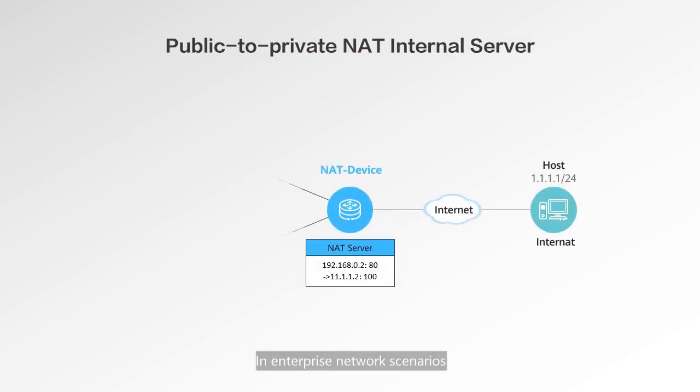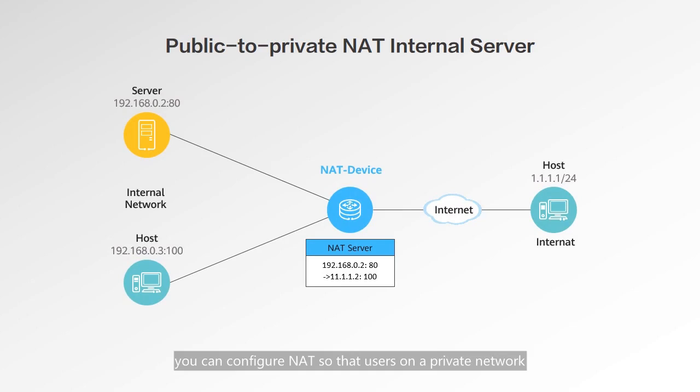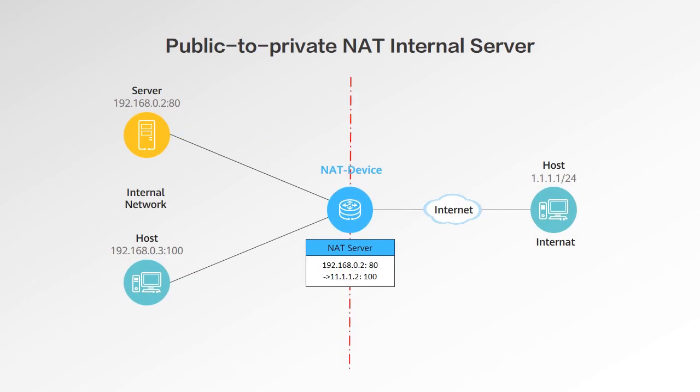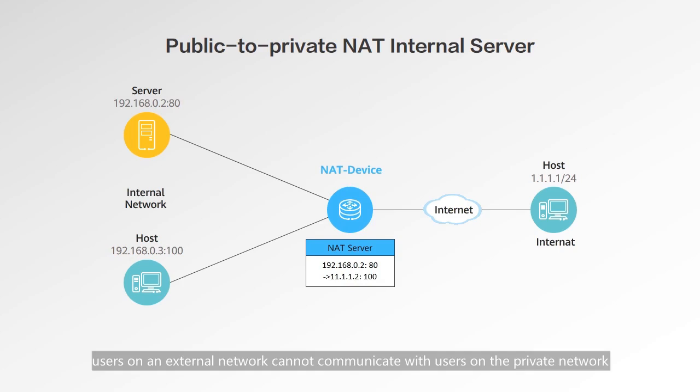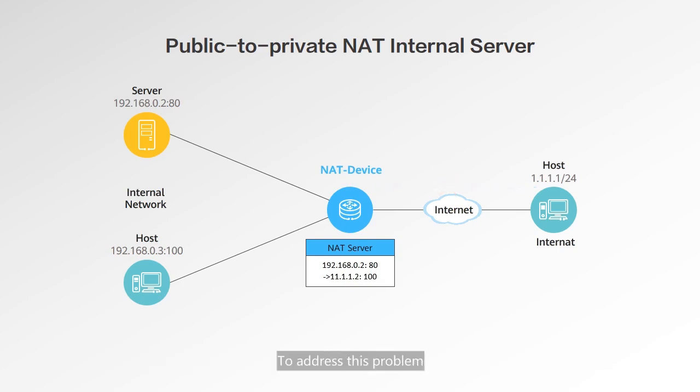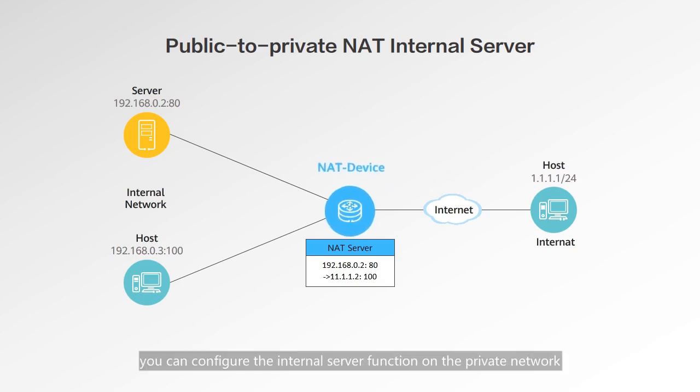In enterprise network scenarios, you can configure NAT so that users on a private network can access public network services. This hides the structure of the private network as well as devices on the private network. However, users on an external network cannot communicate with users on the private network. To address this problem, you can configure the internal server function on the private network.